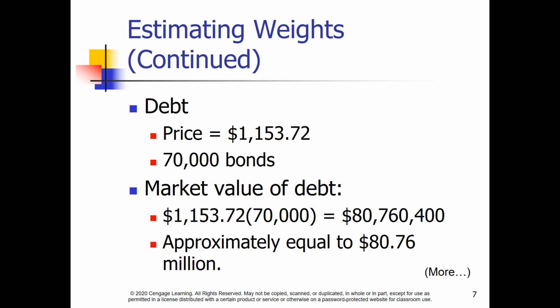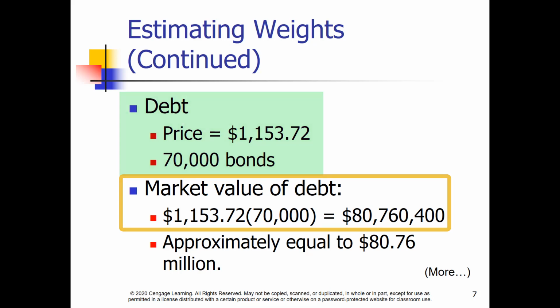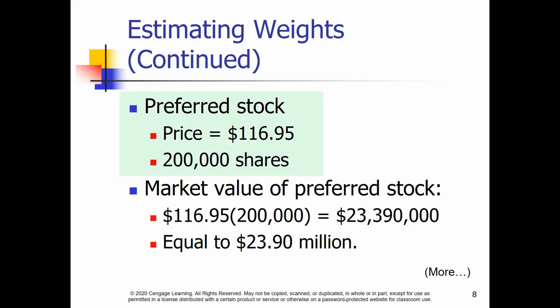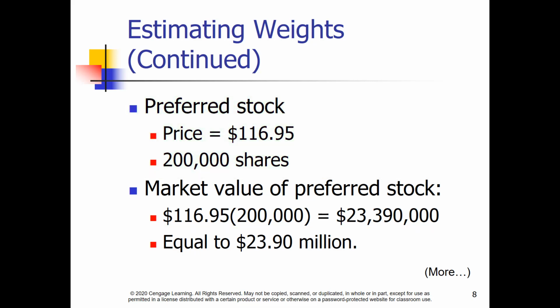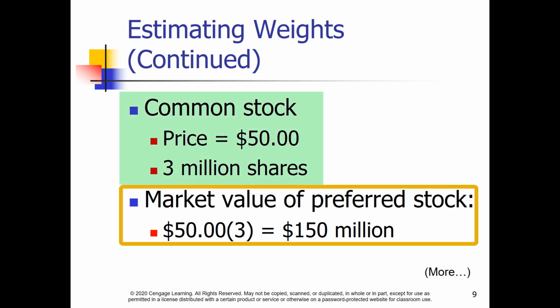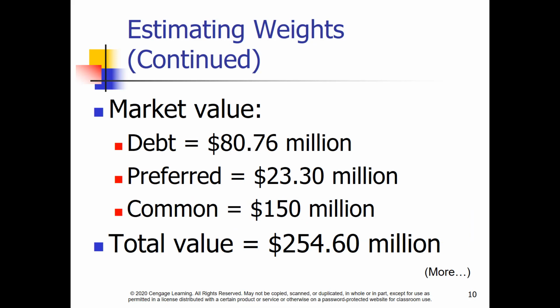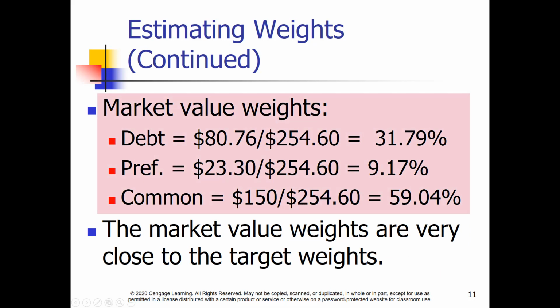Estimating the market value of debt uses the current price of an outstanding bond and the number of bonds outstanding. Preferred stock value uses the same approach, current market price per share times the number of shares outstanding. And the same for common stock. With these three values, we can find the market value weights. From there, we simply compute the percentage each form of capital is of the total firm.